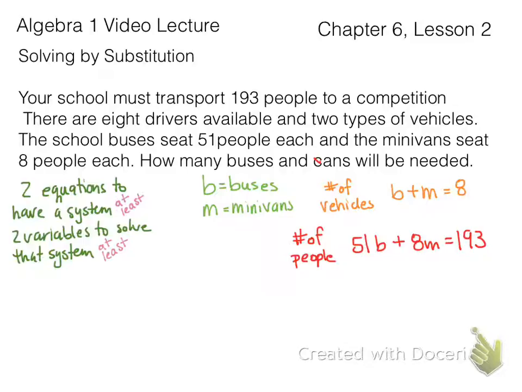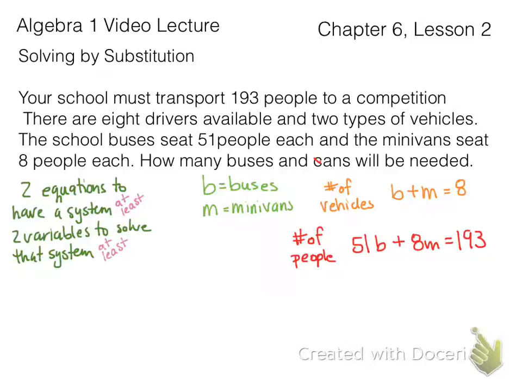I'm assuming that we're not counting the drivers, but we're not going to get into that. We'll just assume 193. Normally the bus driver doesn't go to the place, or the minivan driver doesn't normally go to the place, but whatever, we're just going to assume that doesn't count. Okay? All right, so now that I have 2 equations and 2 variables, I can solve.